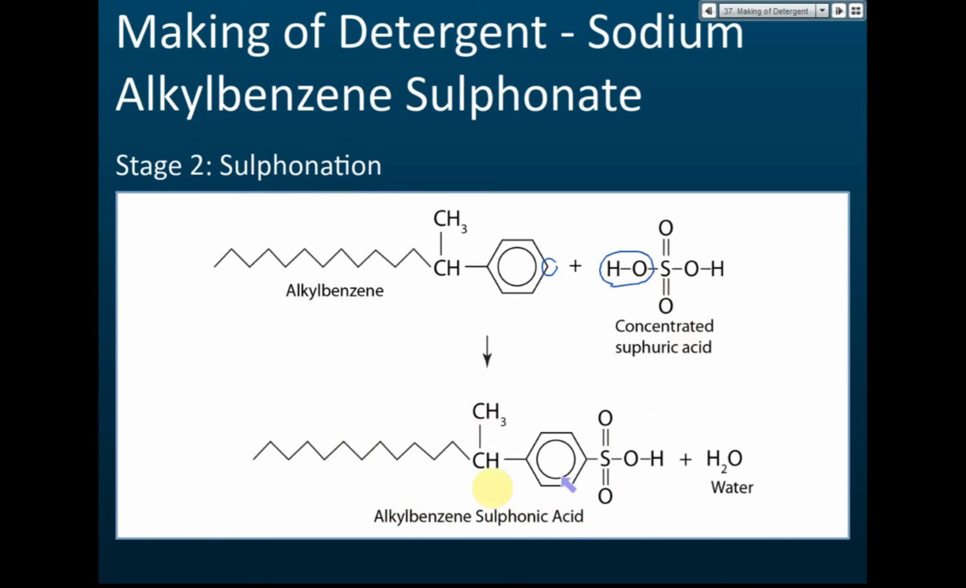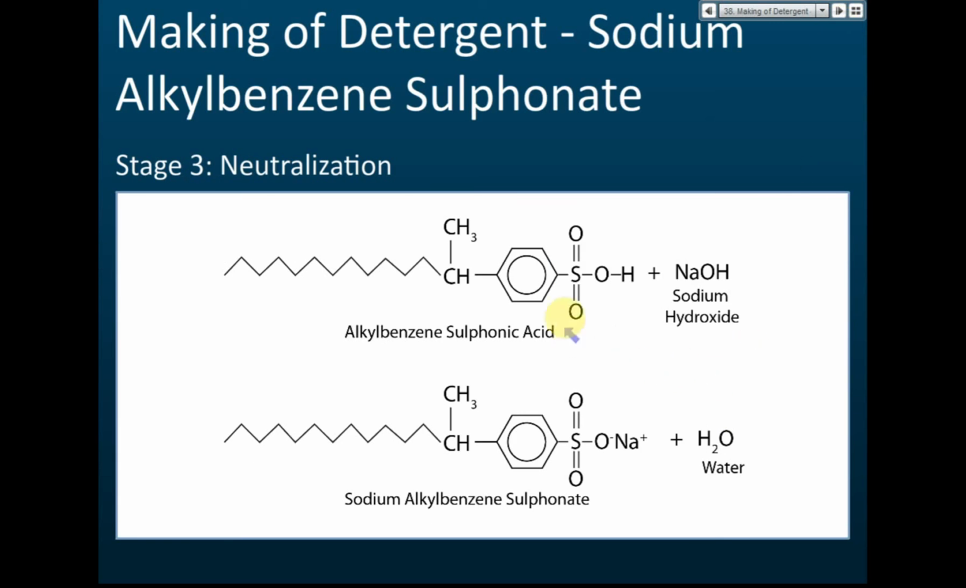We have this acid. Remember, detergent is a salt, so when this acid reacts with alkali, you're going to get a salt, right? So the last stage is the neutralization reaction. We make this acid react with sodium hydroxide, then you get sodium alkyl benzene sulfonate, and this is the detergent. So this is how we make detergent.